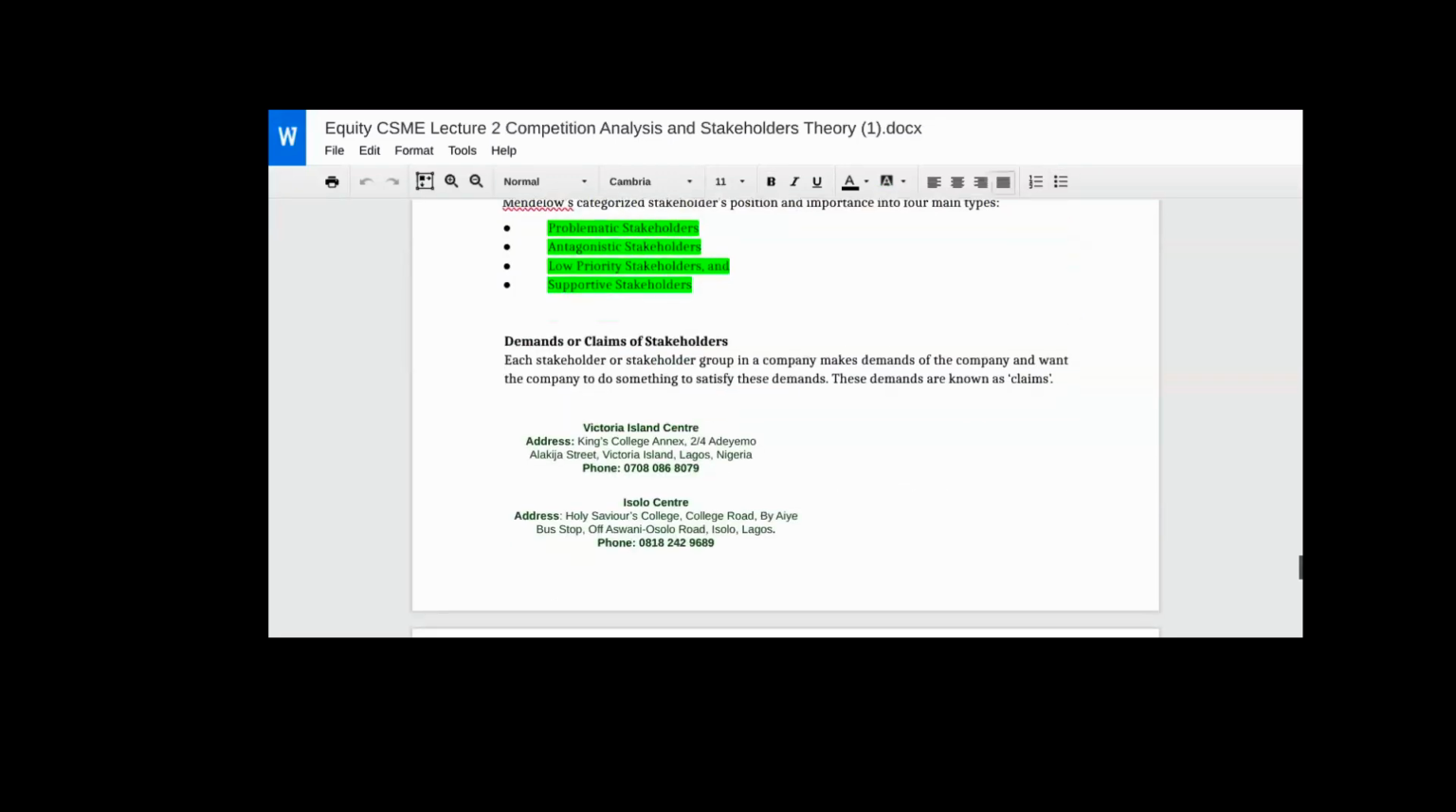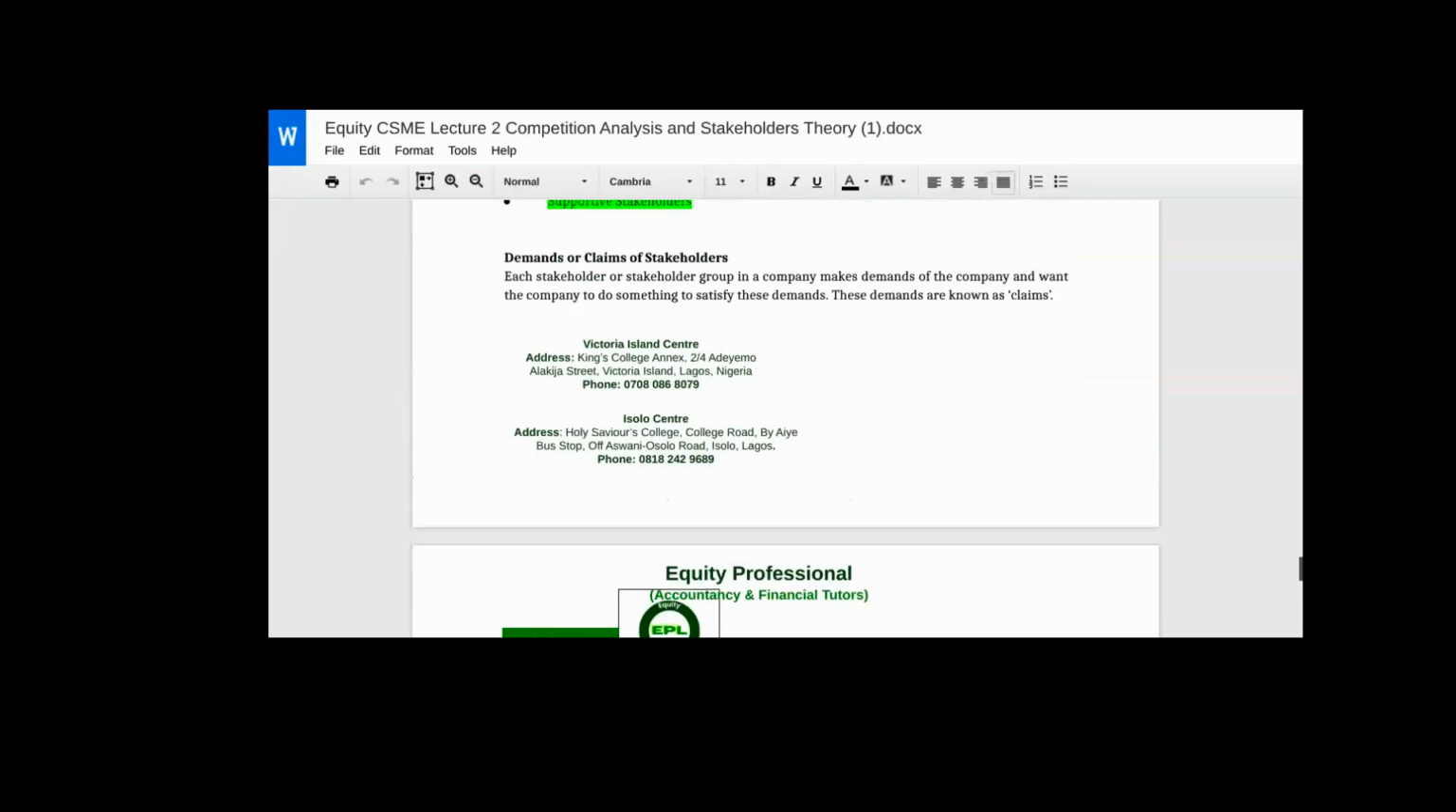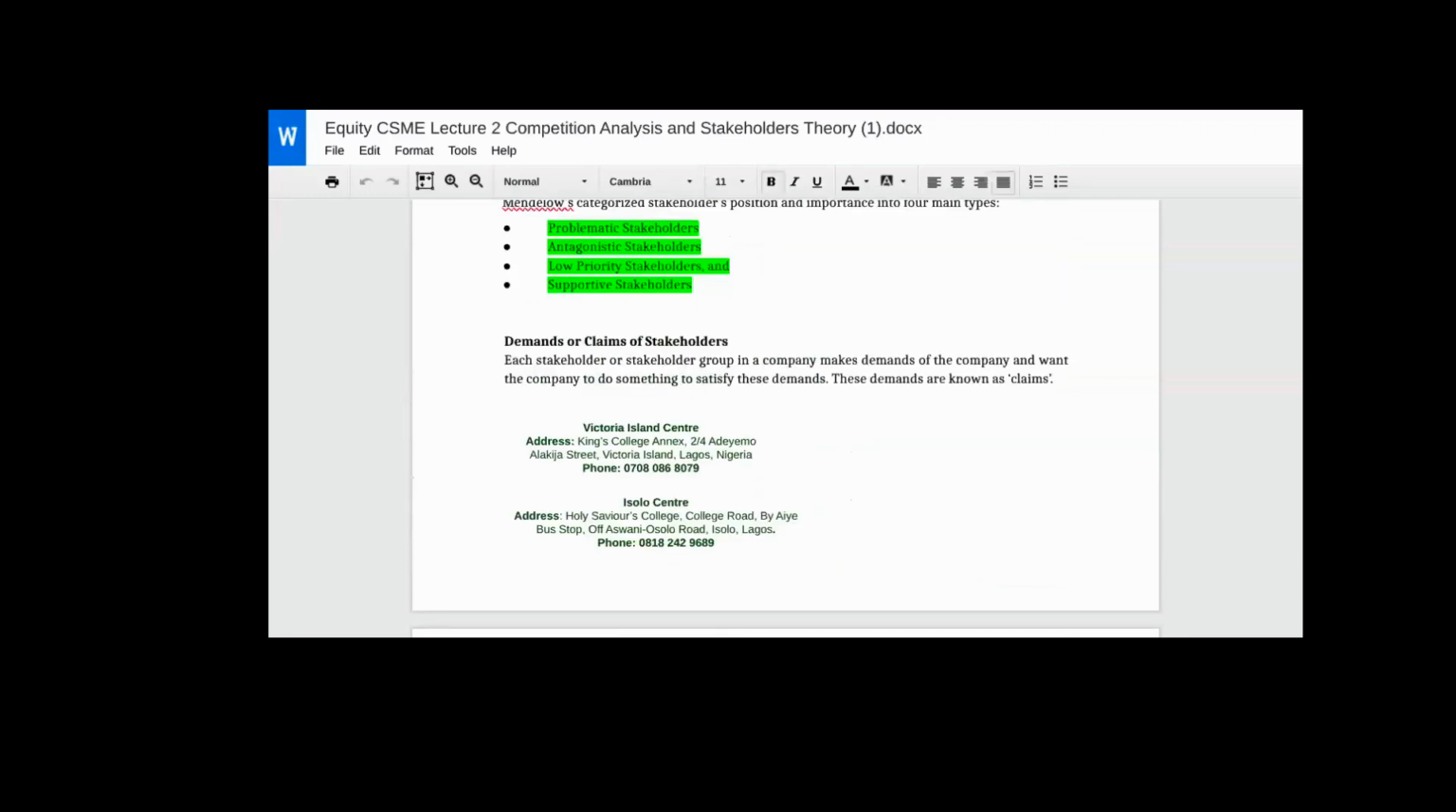So once we have done this, we have been able to discuss what we call stakeholders mapping that was put forward by Mendelow. The demands and claims of the stakeholders, I explained this at the onset of the lecture, is the same thing as the expectations of the stakeholders. Don't mind the title. I told you that the stakeholders' expectations are different. There are many. So stakeholders' expectation is the same thing as demand or claims.